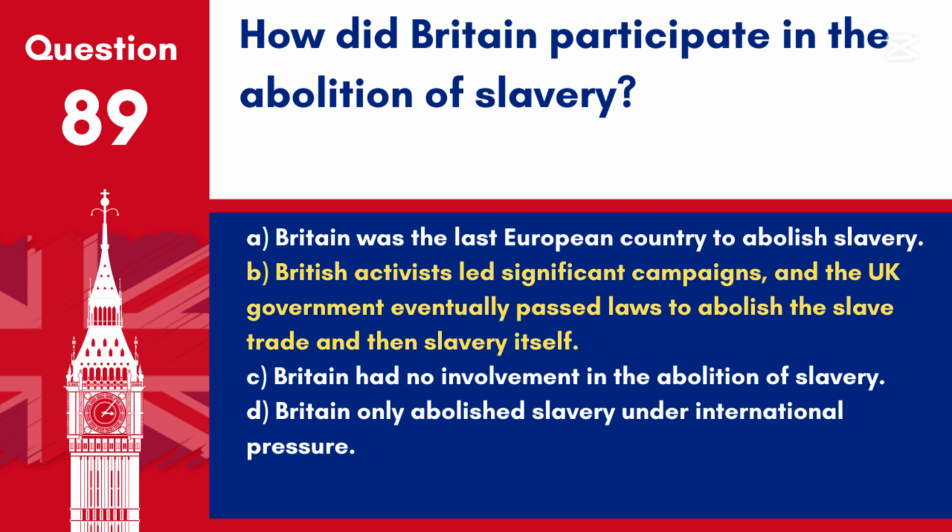Answer: B. British activists led significant campaigns, and the UK government eventually passed laws to abolish the slave trade and then slavery itself. The UK was a leader in the abolition movement, with the Slave Trade Act of 1807 and the Slavery Abolition Act of 1833 marking major milestones.